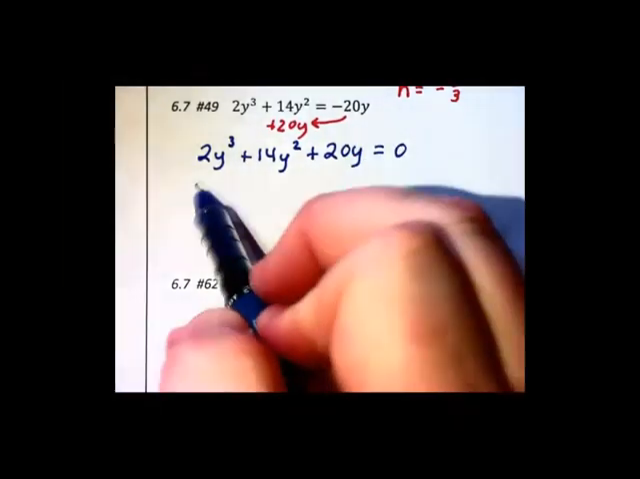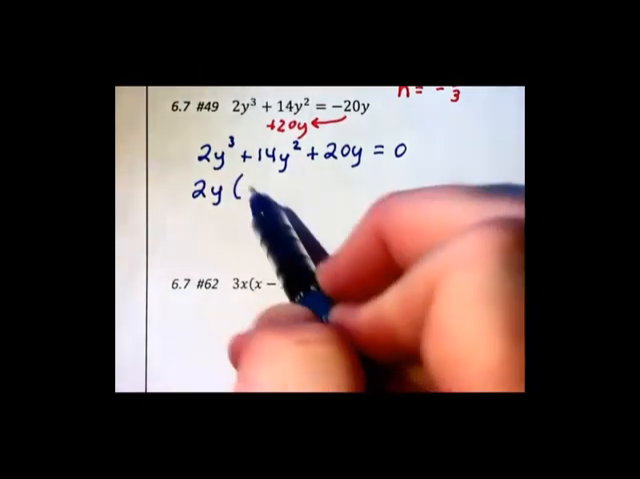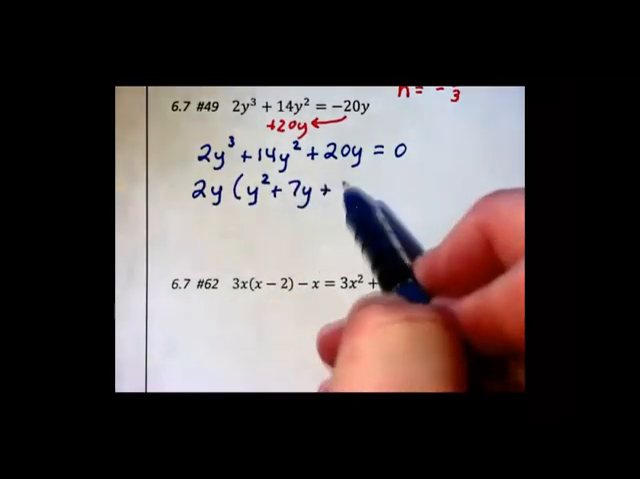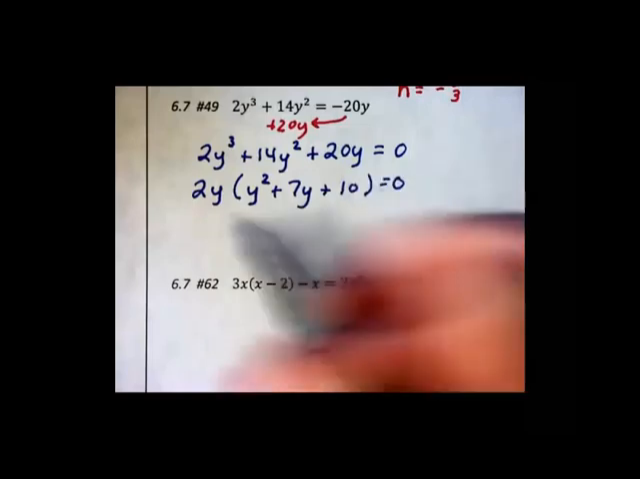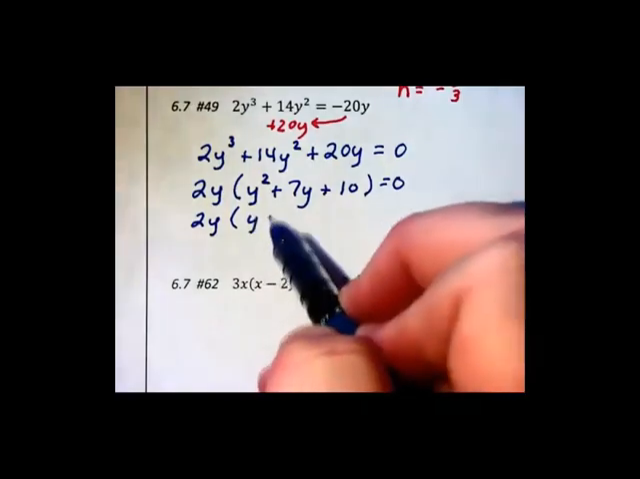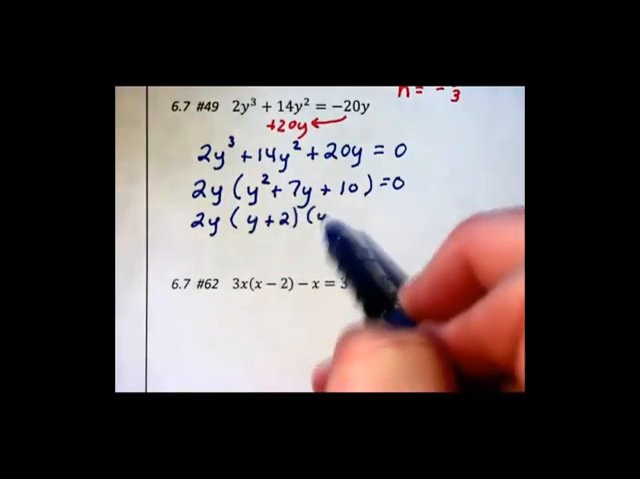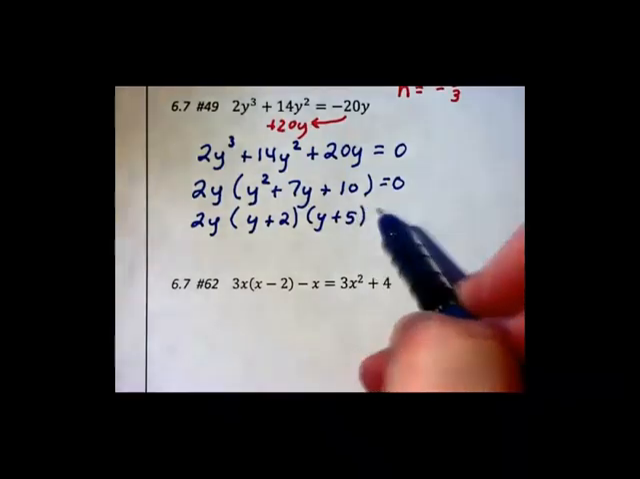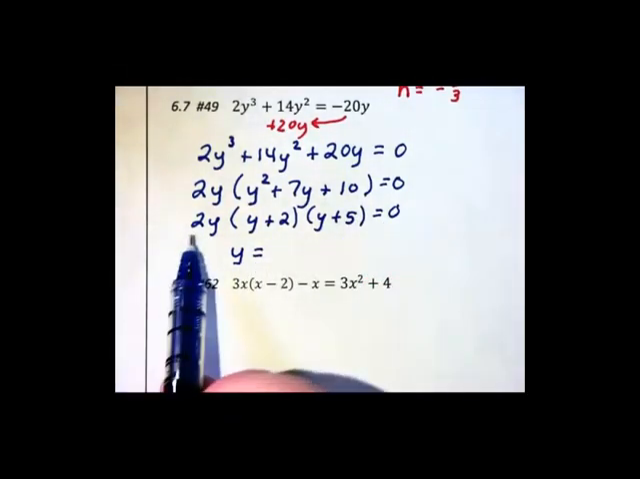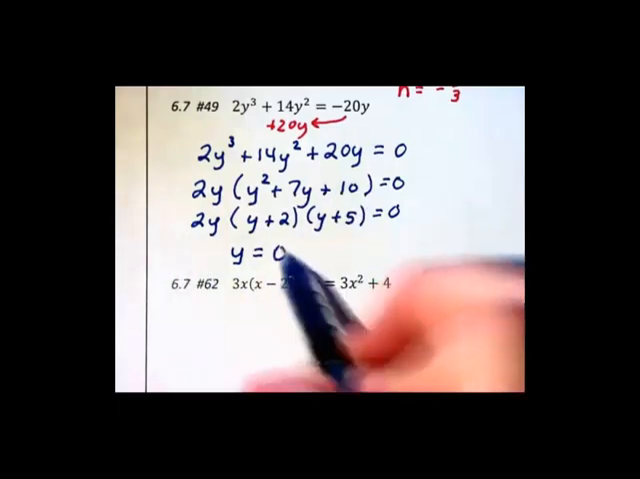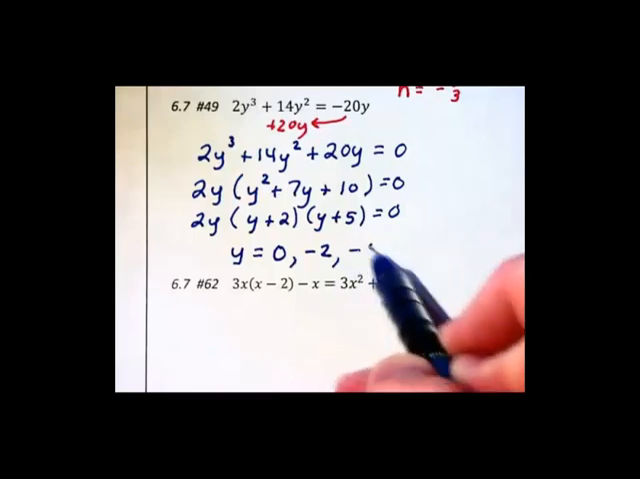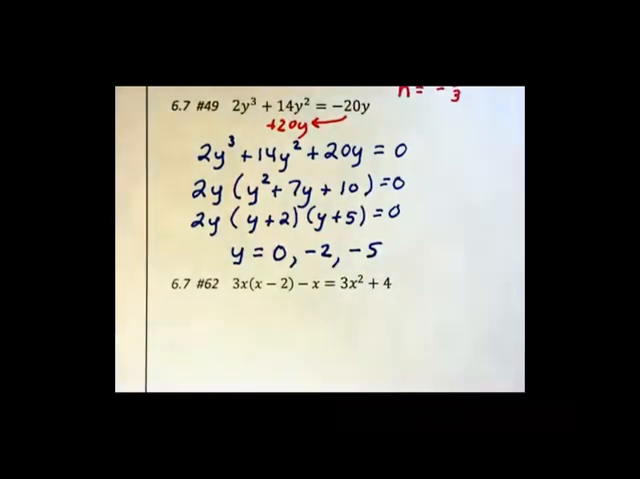We can factor out a common factor of 2y, leaving y squared plus 7y plus 10. Leave the 2y out front, factor the remaining expression into y plus 2 times y plus 5. And then finally write your solution. The 2y, we ignore the 2, the y gives us a 0. The first parentheses gives us a negative 2. The second parentheses gives us a negative 5.